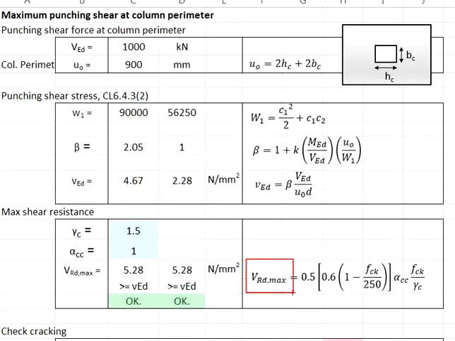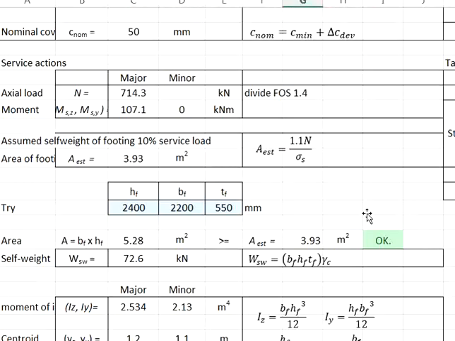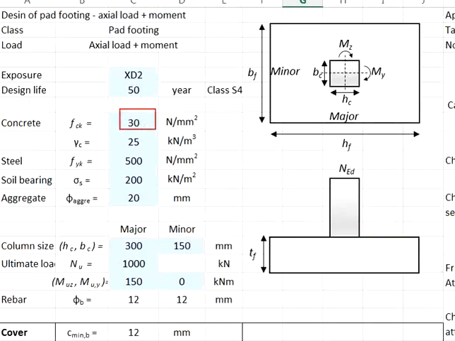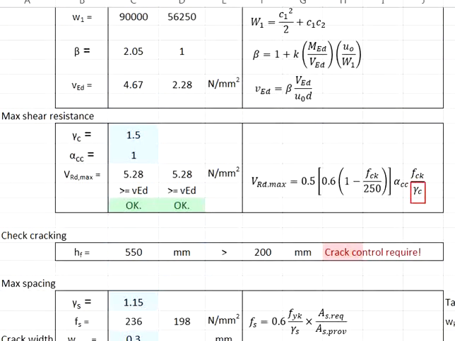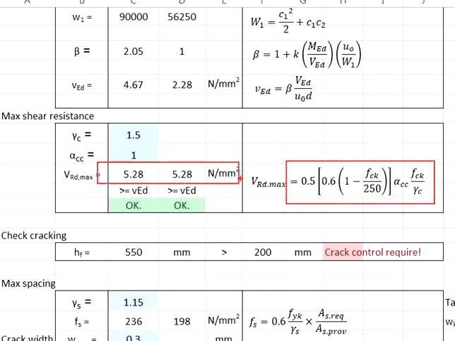To calculate VRd,max, you need fck. fck in this case is equal to 30 Newton per mm square. And then you have the partial factor of safety of concrete, which is equal to 1.5. And also alpha cc, the factor, is equal to 1.0. Based on the formula, you get VRd,max equal to 5.28 Newton per mm square.